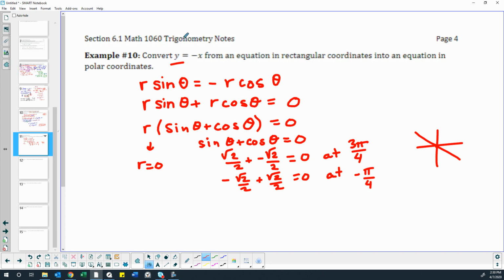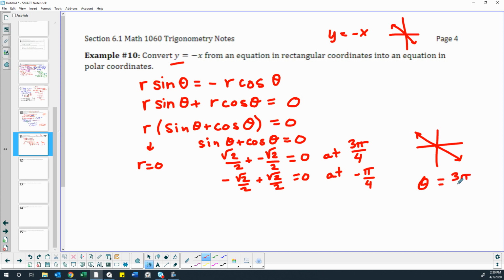In fact, if you think about this equation itself, y equals negative x, it's a line with a slope of negative 1. It's literally that line right there. So now what we need to analyze is what the equation would be for this in polar equations. Well, it would just be theta, because r isn't going to matter. r can be anything. So the answer is theta equals 3 pi fourths.